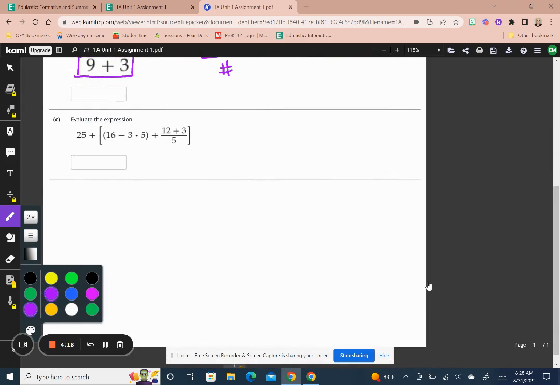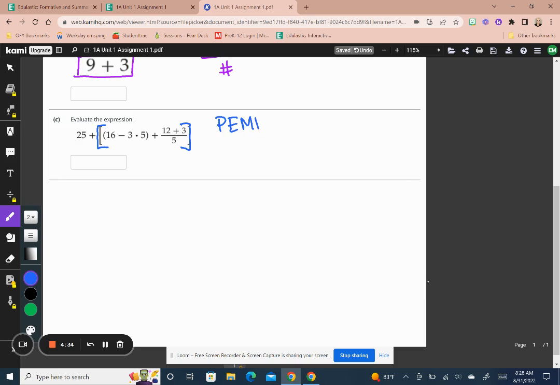And then same for this last one. So you can see that we have brackets again, right? You want to do PEMDAS inside the brackets. The last step is going to be adding this 25. So let's take a look inside the brackets. I see a parentheses right here. So you're going to solve inside the parentheses first.